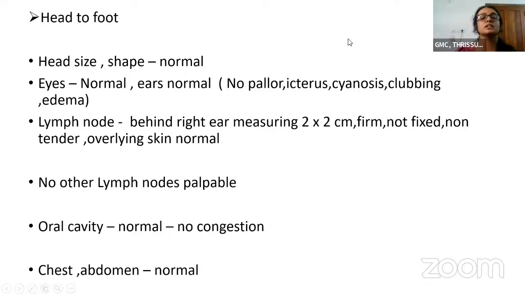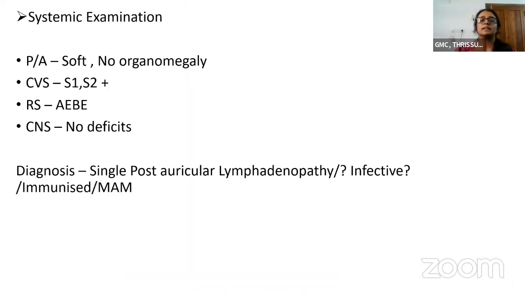Head to foot examination, everything was normal, other than the lymph node swelling behind the right ear. It measured about 2 into 2 centimeter. It was not fixed, not tender, a mobile swelling, and the overlying skin was normal. There were no other palpable lymph nodes. Oral cavity, ear, everything else was normal in the examination. So this was a really small swelling, just around 2 into 2 centimeter behind the right ear, and the examination was otherwise normal. So it was just a single post-auricular lymphadenopathy.